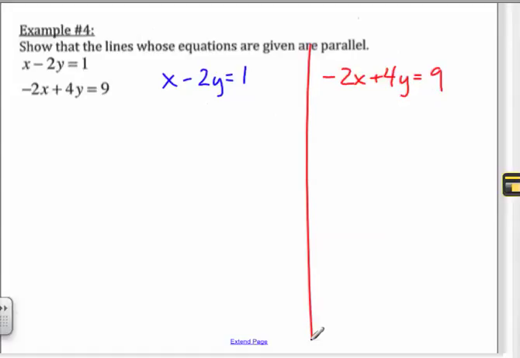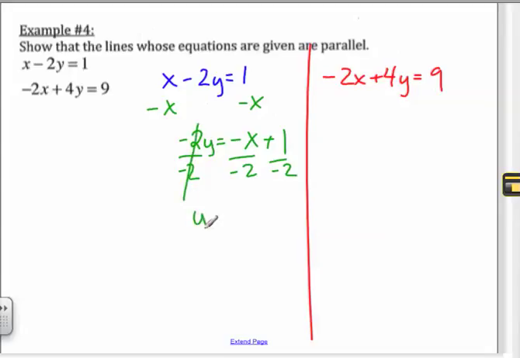What do I do? You minus x. I subtract x. Okay, so I'm going to get negative 2y is equal to negative x plus 1. And then divide by negative 2. Everything gets divided by negative 2. So I'm going to get y is equal to what? Positive 1 over 2x. Thank you, Everett, because the negatives cancel. Minus 1 over 2.